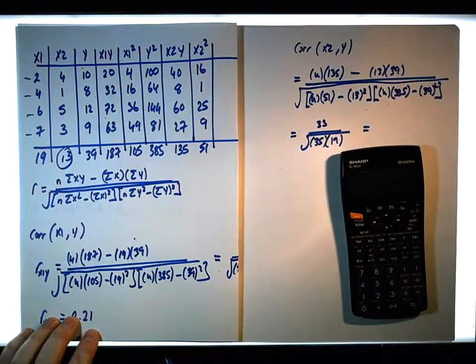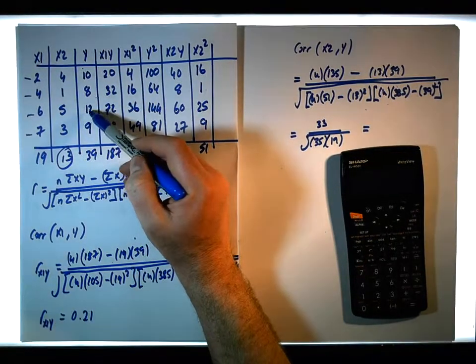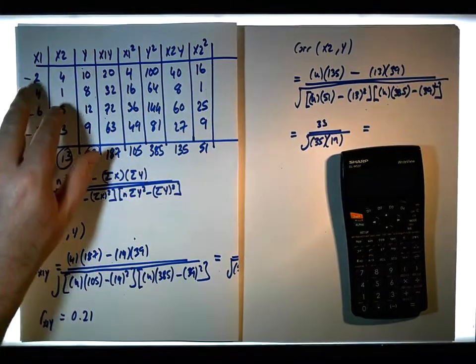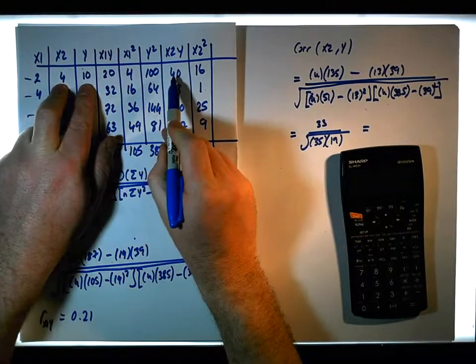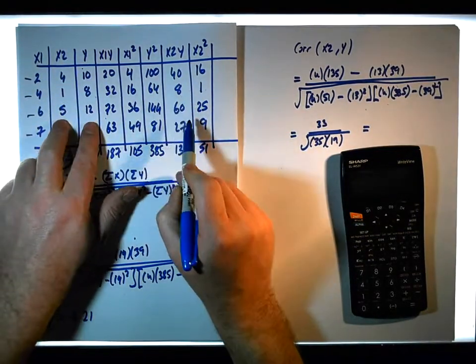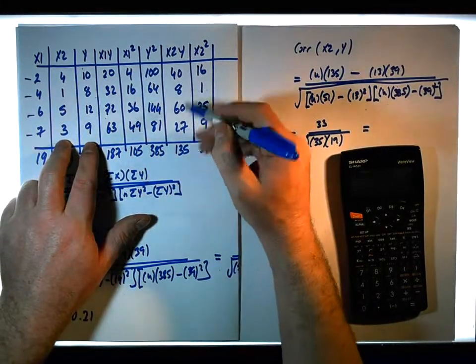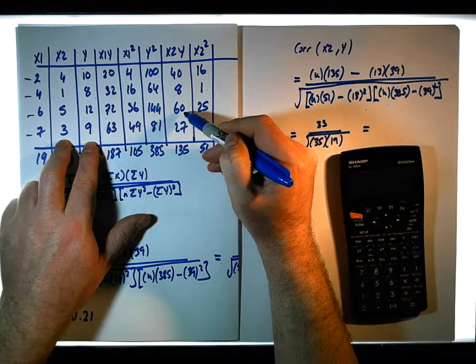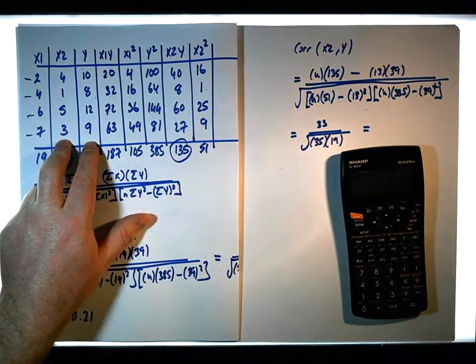The sum of the y's is 10, 18, 30, 39. That's good. The cross products between the x2 terms and the y: 4 times 10 is 40, 1 times 8 is 8, 5 times 12 is 60, 3 nines is 27. The summation of this is 48, 108, and 27 is 135. That seems to be good.